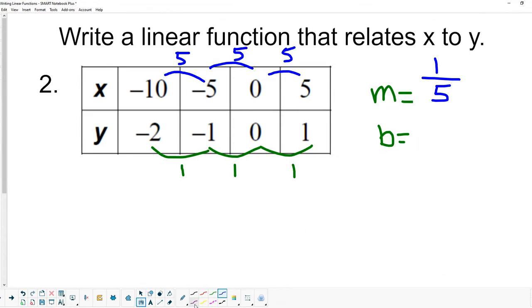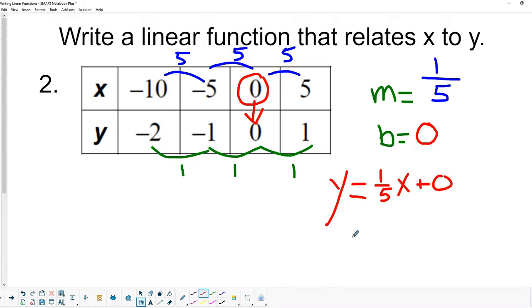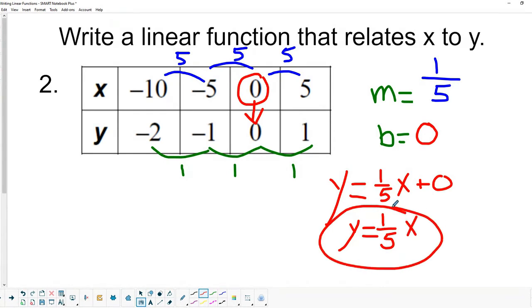So the y-intercept is the b value when x is 0. So when x is 0, what was our y value in this case? It's 0, right? So there are our two numbers. Now we're going to write our function. y equals 1/5 x plus 0, which simplifies to be just y equals 1/5 x. And there we go. Doesn't that look great?